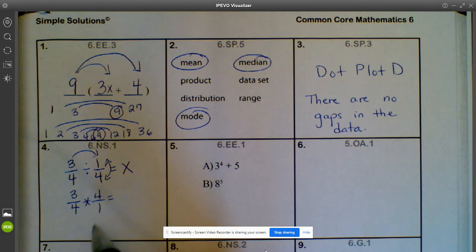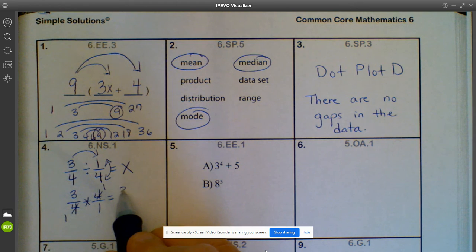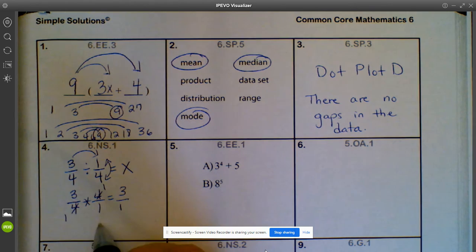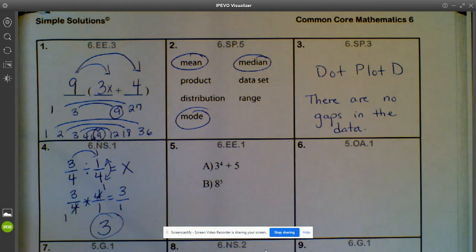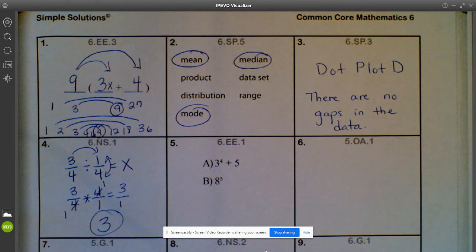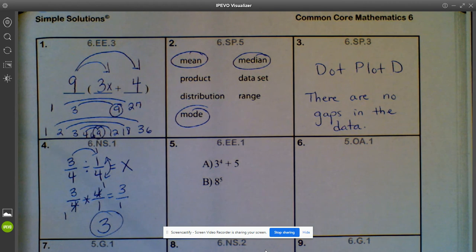So I can work smarter rather than harder right here, and I can cross simplify my 4s. Change those to 1s. 3 times 1 is 3. 1 times 1 is 1. So 3 over 1 is the same as 3. So there are 3 fourths of a gallon in 3/4 of a gallon. It's kind of hard to say.